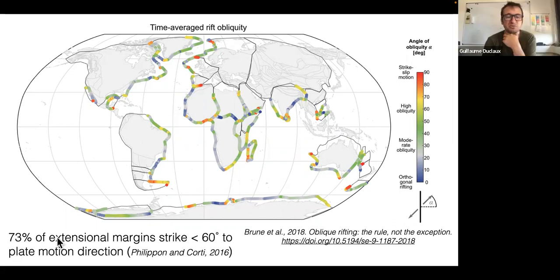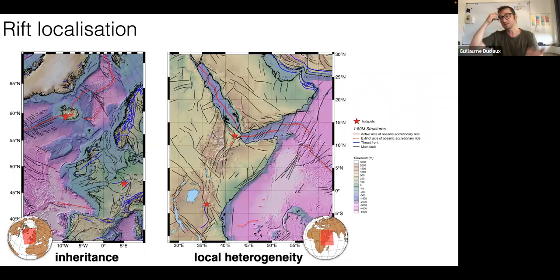So about 73% of extensional margins strike at less than 60 degrees of the plate motion direction, right? So we've got an obliquity of more than 30 degrees for about 75% of all the plate margins on Earth. So oblique rifting is important. Rifts tend to localize based on tectonic inheritance. If we look at the North Atlantic, for example, you've got the Variscan origins. Oh, sorry, not the Variscan, but, damn it, I forgot.